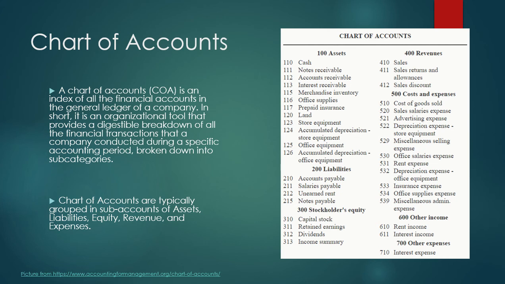Our numbers, in this example, are three digits. They also can be four numbers, five numbers. Basically, they're going to be the roadmap that tells us where they belong. So if we look, we see that assets are the 100 category. We see that cash is a subcategory there of 110, notes receivable 111, and so on. And then revenues, they all start with four. So sales will be 410, etc.